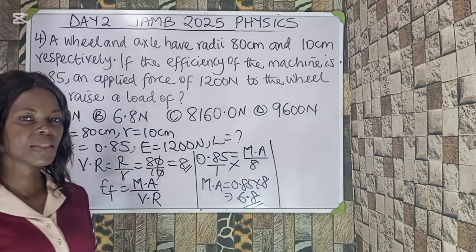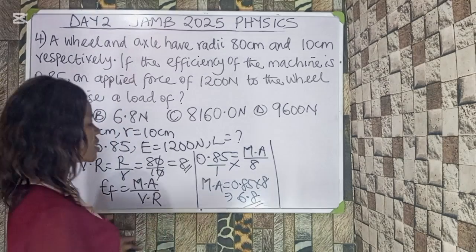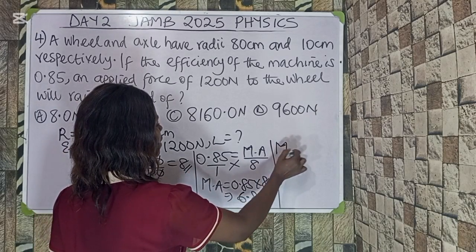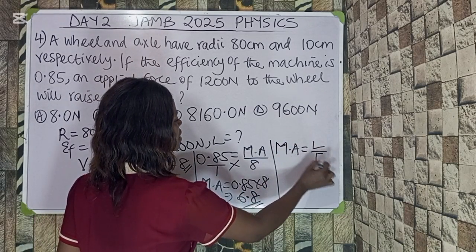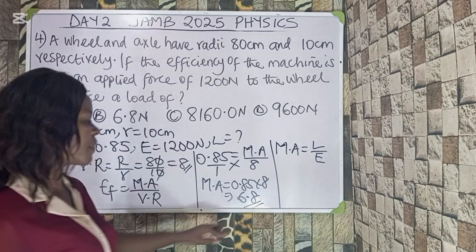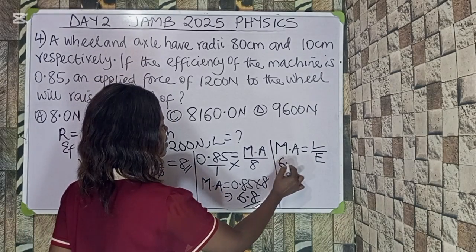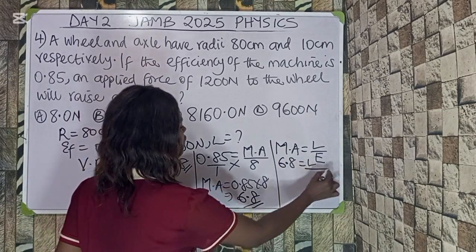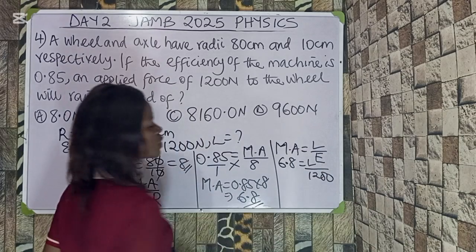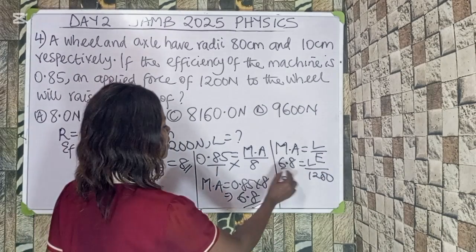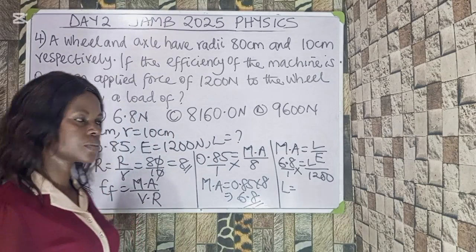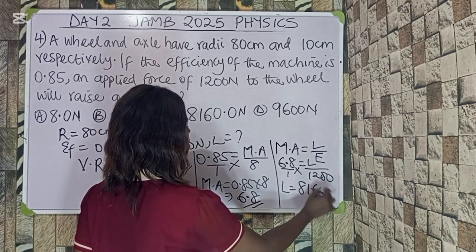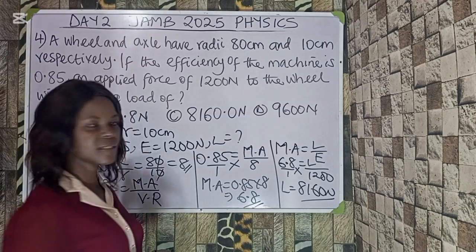Now with this, I can get my load, which is what I'm looking for, simply by saying that mechanical advantage is equal to the load over the effort, right? So this is my mechanical advantage. That is, 6.8 is equal to load over 1200. So by cross multiplying, my load will now be equal to 8160 Newton. Is that clear?